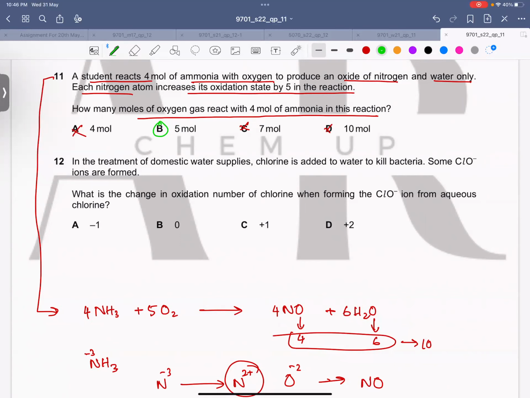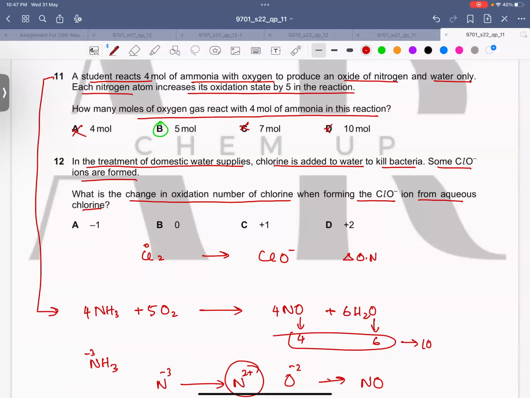Okay. Now question number 12. In the treatment of domestic water supplies, chlorine is added to water to kill bacteria. Some ClO negative ions are formed. What is the change in oxidation number of chlorine when forming the ClO negative ion from aqueous chlorine? So they are asking about Cl2 to ClO negative.